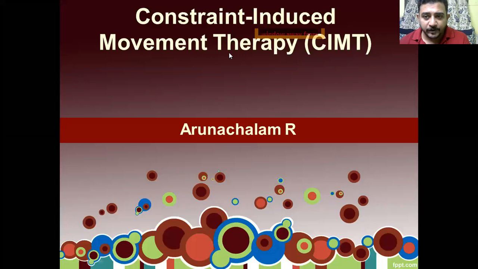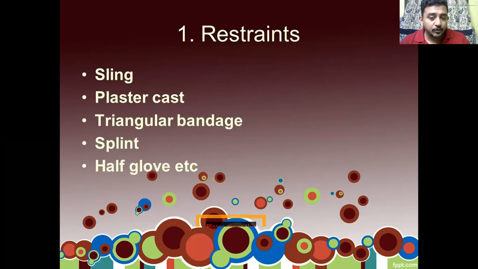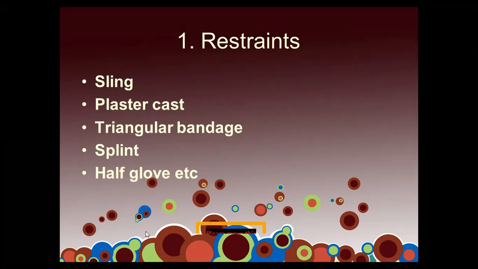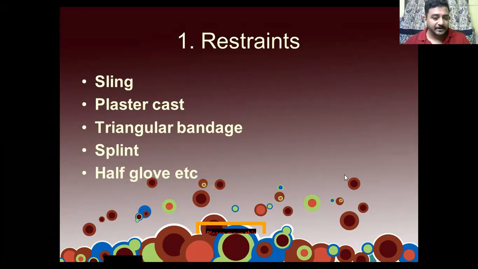So what we are going to see today is constraint induced movement therapy. So what are the materials which can be used for restraining? You cannot tie the upper limb with a thread or a rope, so that he lands up in injury or some sort of soreness. So what you have to do is use certain things which are going to help the patient in smoothly holding the unaffected limb.